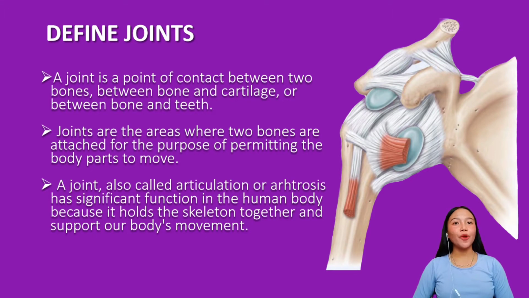A joint is a point of contact between two bones, between bone and cartilage, or between bone and teeth. Joints are the areas where two bones are attached for the purpose of permitting the body parts to move. A joint, also called articulation or arthrosis, has significant function in the human body because it holds the skeleton together and supports our body's movement.